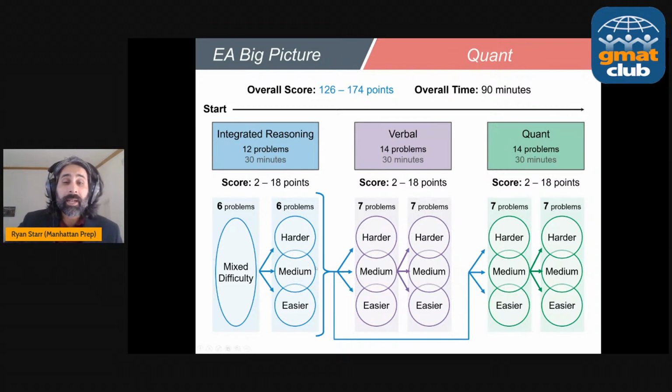And if you do really well in IR, that doesn't mean, oh, I've got a really hard verbal and quant section, so I'm going to get a bad score either. The truth of the test is, the harder the questions you're getting, the more leeway you have to get those questions wrong and still not have it hurt your score out of 18 points all that much. The harder the question you get wrong, the less it hurts your score.